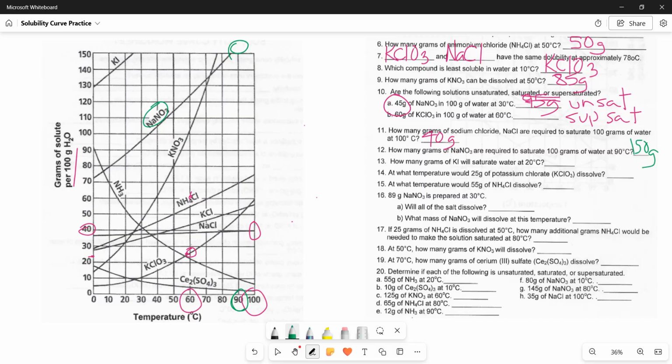13, how many grams of potassium iodide will saturate at 20 degrees Celsius? So here's potassium iodide. 20 degrees is here. We're going to come up, and we're at this point right here, and it's about 148.